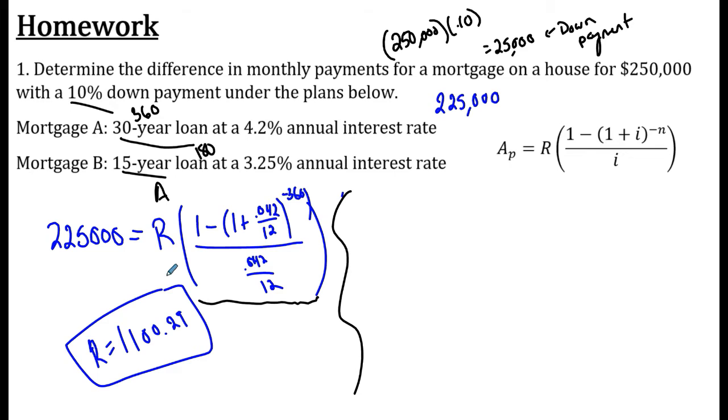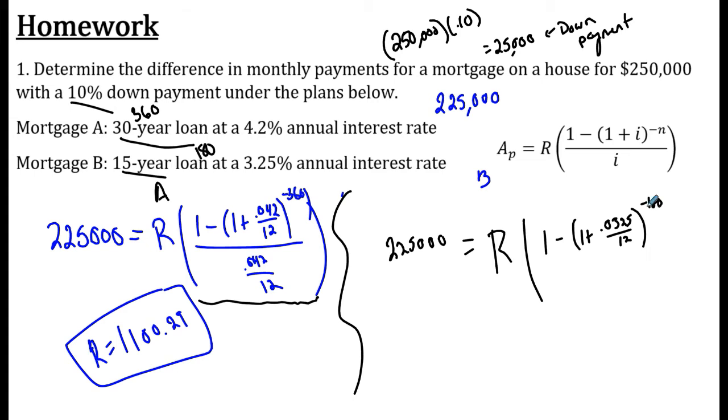So mortgage B is a 15-year loan. So basically everything is the same as before, except I'm going to change the number of years and lower the interest rate. So R times 1 minus 1 plus 0.0325 divided by 12 to the negative 180, over 0.0325 over 12. Close it. So, same idea. How do I get R by itself? I'm going to do 225,000 divided by this crazy fraction here.